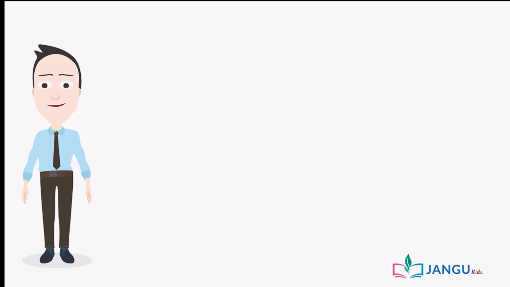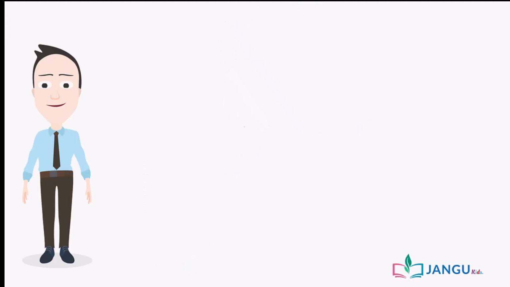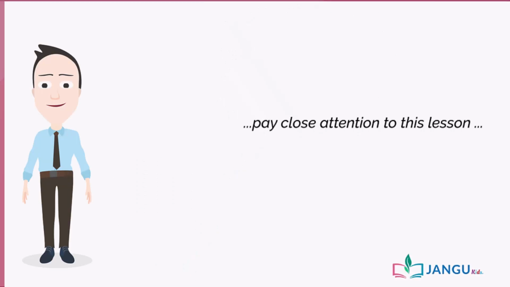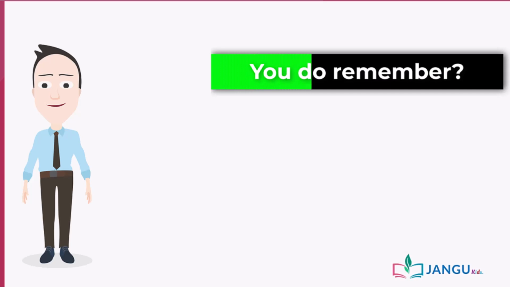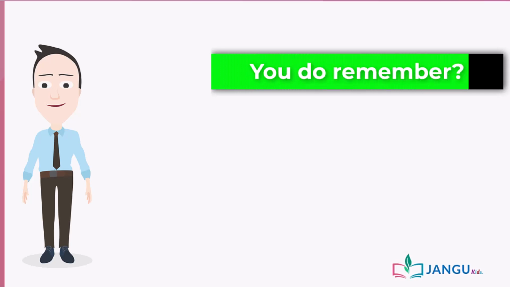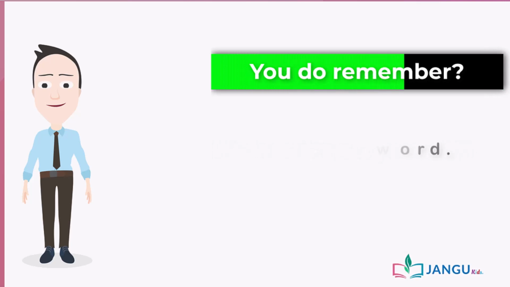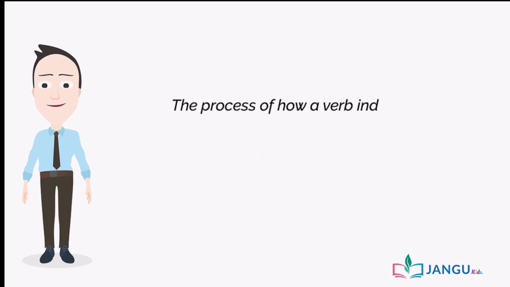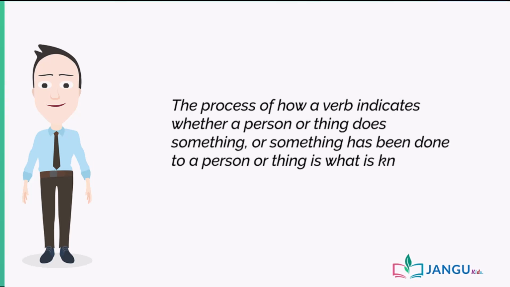Have you heard of the term grammatical voice before? Well, if you haven't, you need to pay close attention to this lesson to learn what it is and how it relates to today's active and passive verbs lesson. You remember how important verbs are in the English language, right? Well, verbs are important because they express what is being done. The process of how a verb indicates whether something has been done by a person or thing, or to a person or thing, is what is known as the voice in grammar.